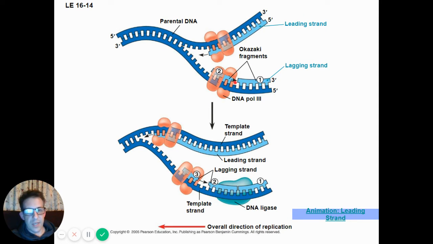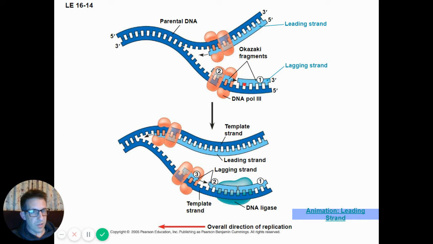And the reason it has to make these little chunks like this is because you can only add bases to the growing 3' end. That's what this little red dot is. That's the growing 3' end. So if I want to add another base, it's got to be right here.